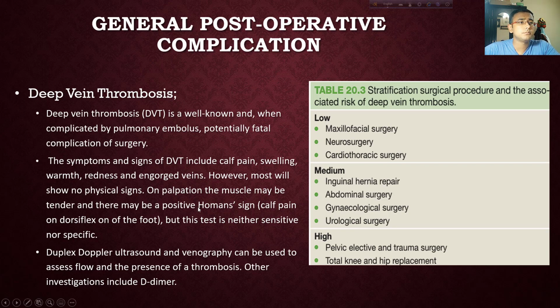Homan's sign describes calf pain on dorsiflexion of the foot. These are the symptoms we see in a DVT patient. We usually press the calf and the patient feels pain, or we perform dorsiflexion of the foot, and in that case the patient will present with pain.